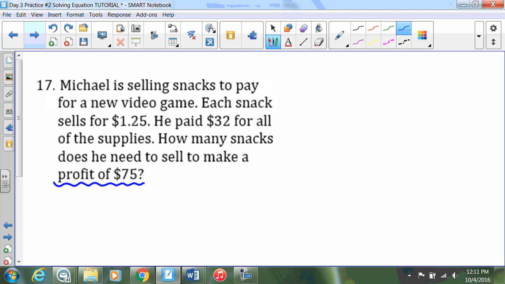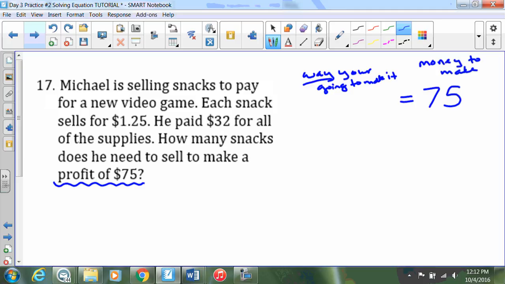And the way I've been teaching it is, let's put the goal on the right side. You want to make $75. So on the right side is the amount of money you want to make, and on the left side is the way you're going to make it. I don't know if that helps at all. It's got a lot of the same words, but the way you're going to make it goes on the left side, and the amount of money that you want to make is on the right side.